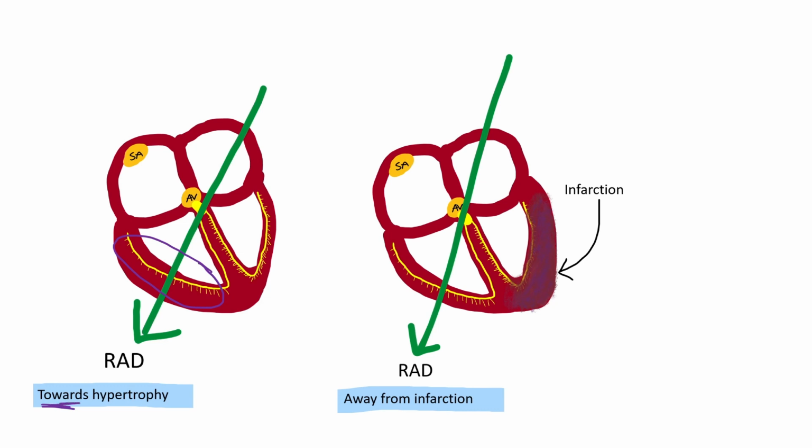In the second diagram, you can clearly see that the left ventricle is infarcted. This is electrically silent, so therefore the wave of depolarisation is going to be rightwards. So therefore the axis is away from infarction.